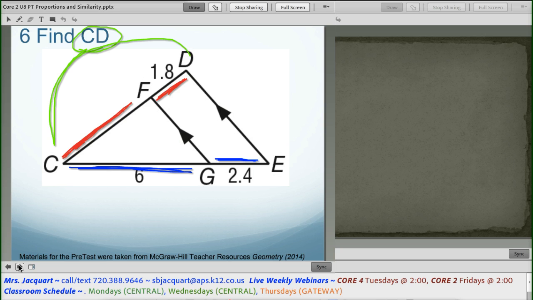So we're going to call this X. X over 1.8 equals 6. Whoops, I wanted to write that in blue. 6 over 2.4. Cross multiply. 1.8 times 6 is 10.8 equals 2.4x.